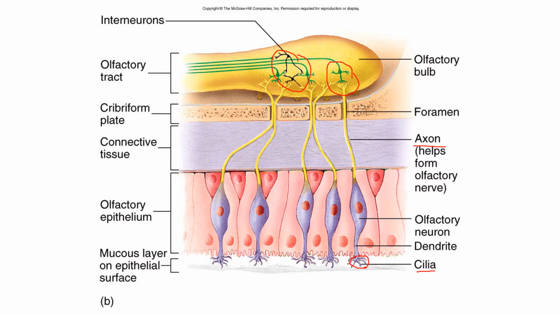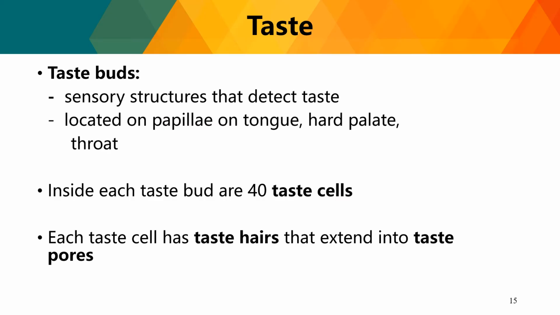Okay, so from cilia going up to your olfactory bulb, and then the messages from the axons going to the interneurons will go eventually to the olfactory tract going to your brain. And then your frontal and temporal lobes will decode or analyze what type of odor you're smelling. Okay. So next, sense of taste.